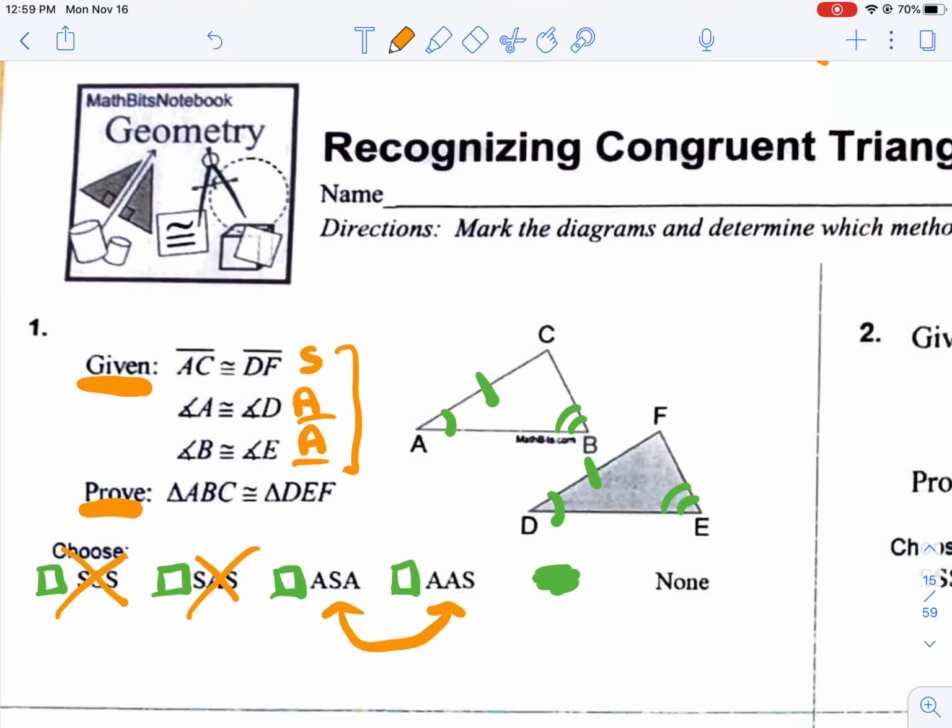So this is what we talked about a little bit before. How am I going to figure out which one of these it's going to be? So let's try our highlighting strategy. I'm going to highlight A, highlight D, I'm going to highlight B, highlight E. So I've matched up the corresponding angles.